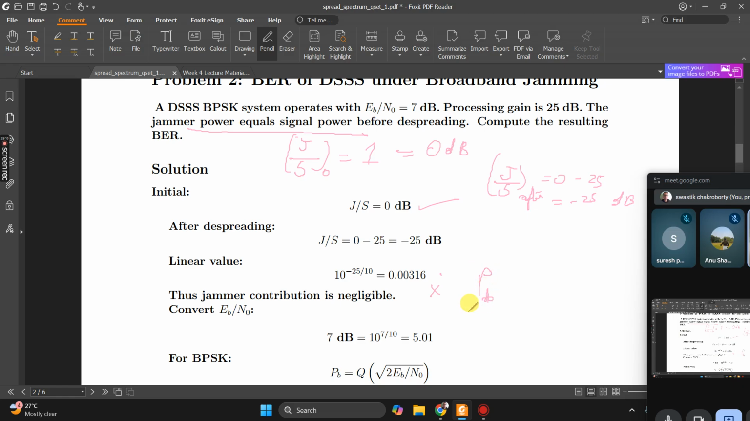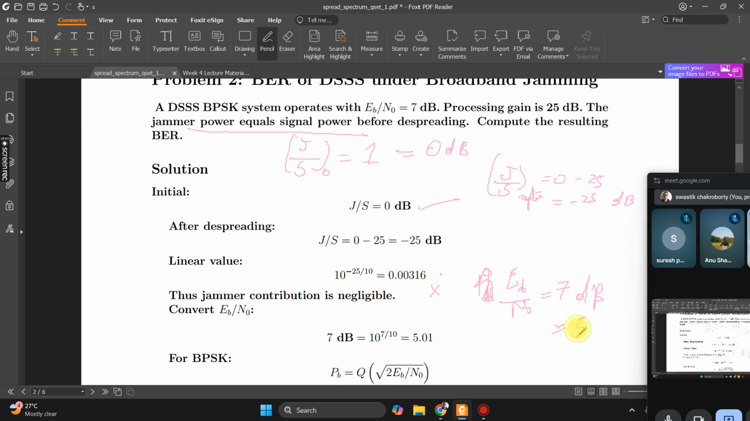So the Eb/N0 that was previously 7 dB, that only will remain preserved. But if this J/S after despreading was maybe 4 dB, then your effective Eb/N0 would have been lesser. Okay. So since the jamming contribution is negligible, Eb/N0 is 7 dB.